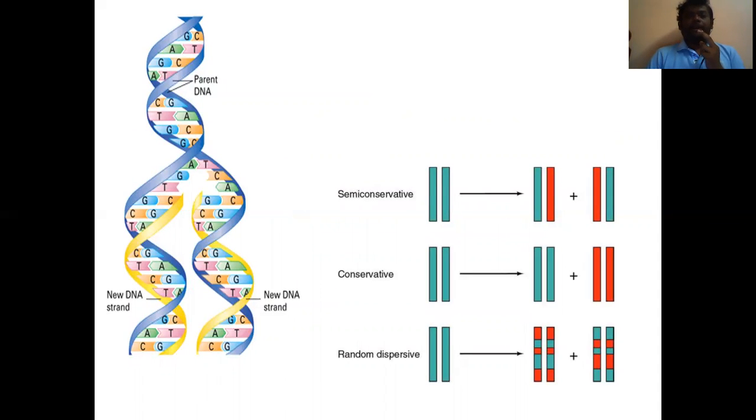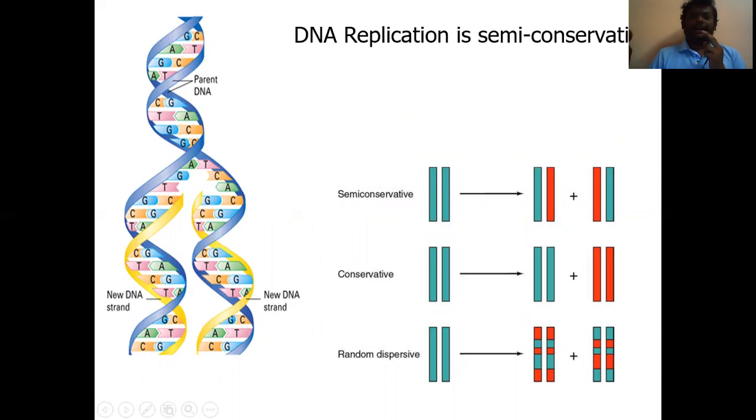Next, the replication may be semi-conservative, conservative, or dispersive. In general, DNA replication is a semi-conservative process. So that means in the semi-conservative process, the two daughter DNA molecules will each share a single strand from the parent DNA molecule.